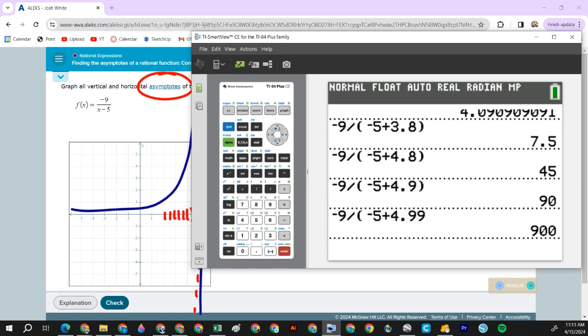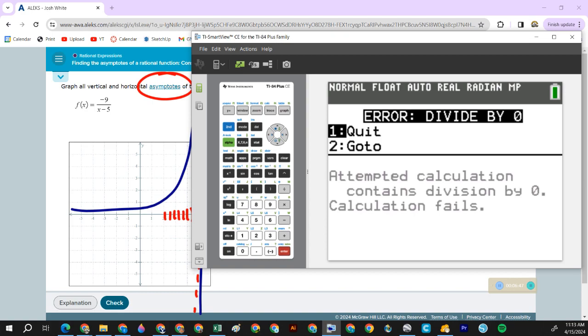4.99. 4.999. You see what's happening? The closer I get to 5, the larger that y value becomes. And if I actually try to plug in 5, so negative 9 divided by negative 5 plus 5, it's going to give me error.